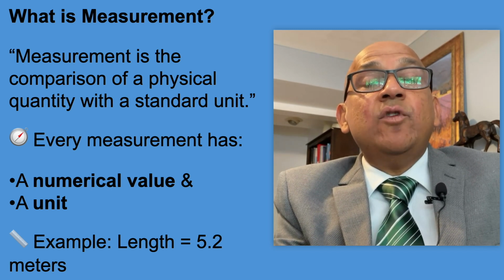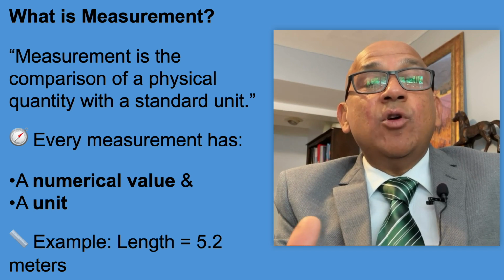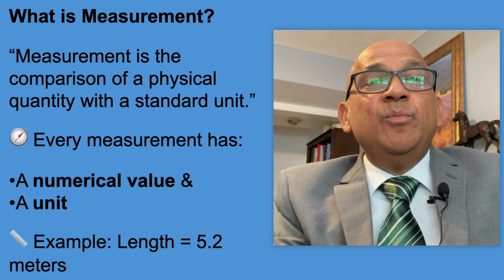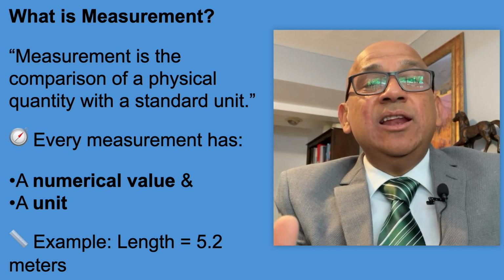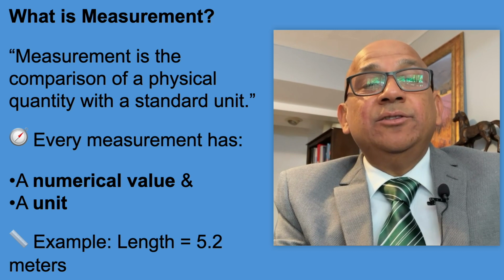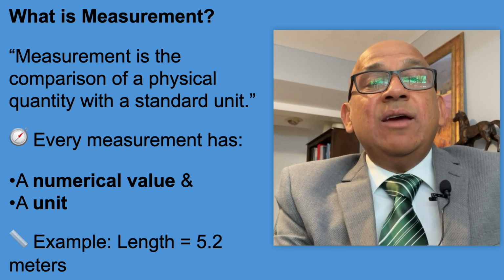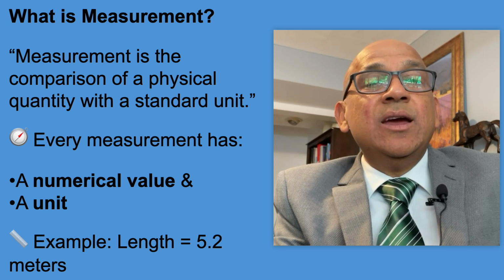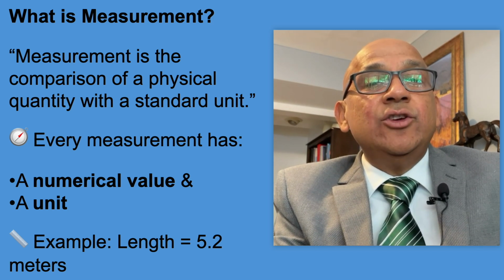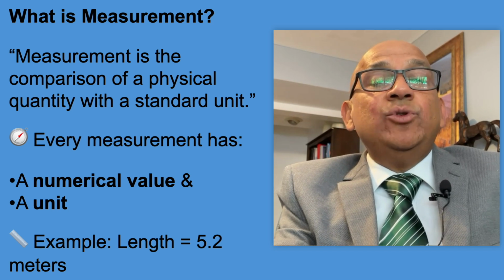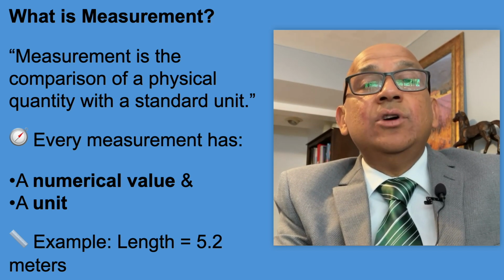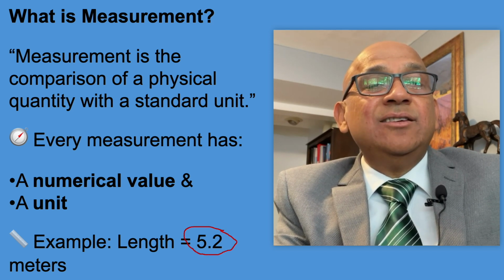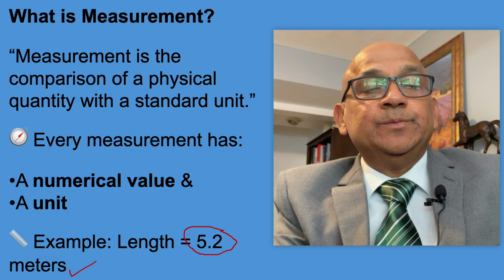For example, suppose you want to find the length of some object, then what you will do, you will take a scale and you will compare that object with a scale and find out how long it is. So every measurement will have two things. The first one is a numerical value and the second thing will be the unit. For example, suppose the length comes out to be 5.2 meters. So 5.2 is the numerical value of that length and meters is the unit.